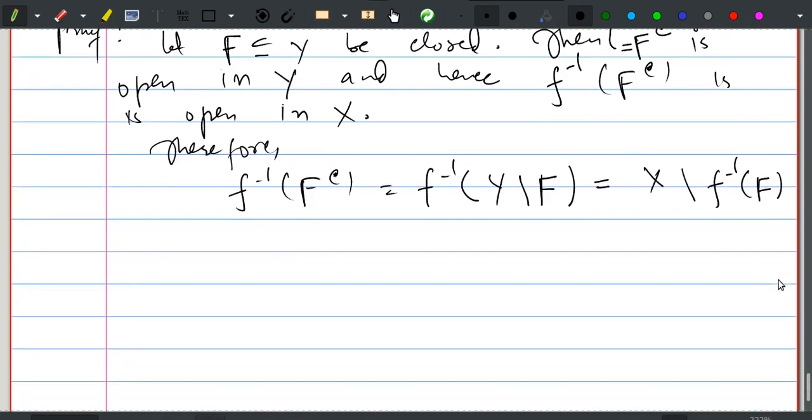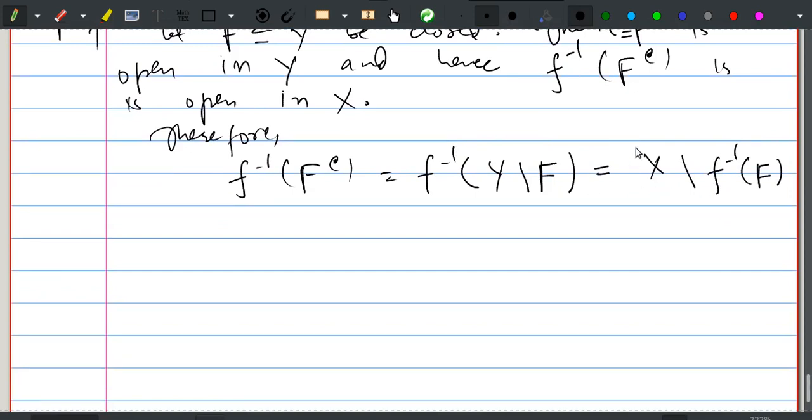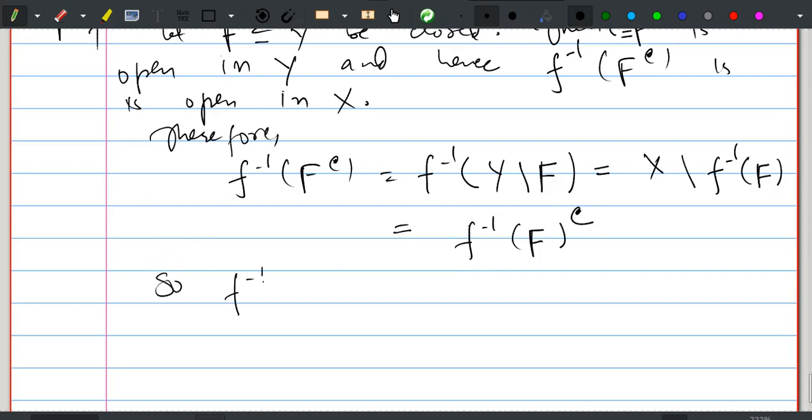So this is an open set in X, which is the same as f inverse F complement. Since this is open in X, its complement will be closed in X. So f inverse F is closed in X.